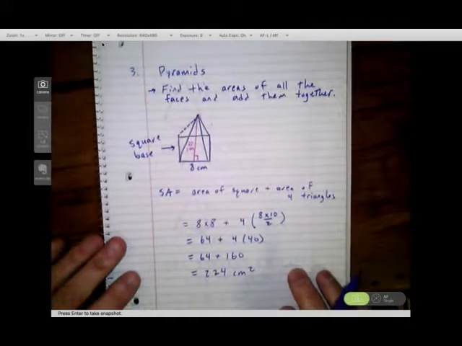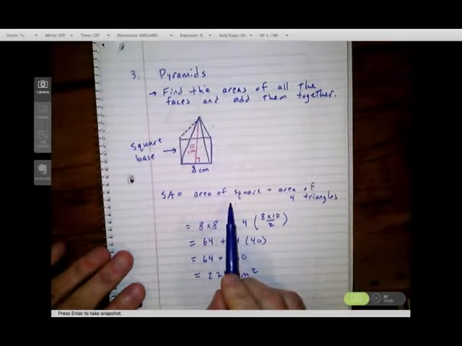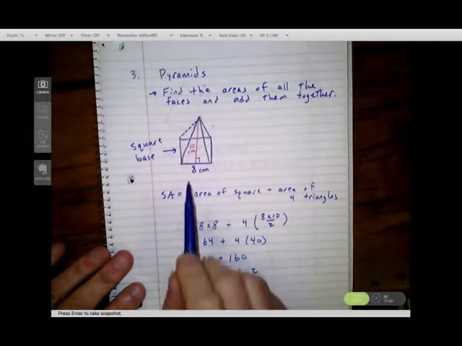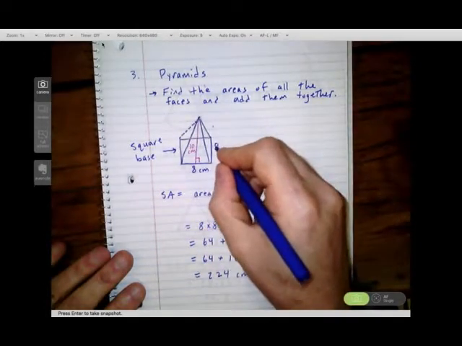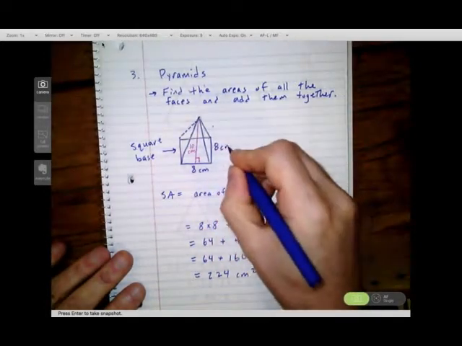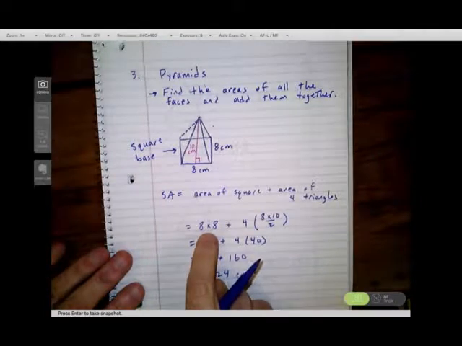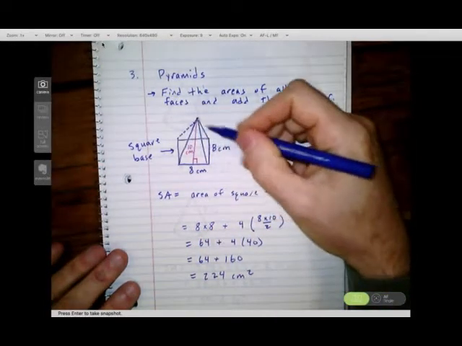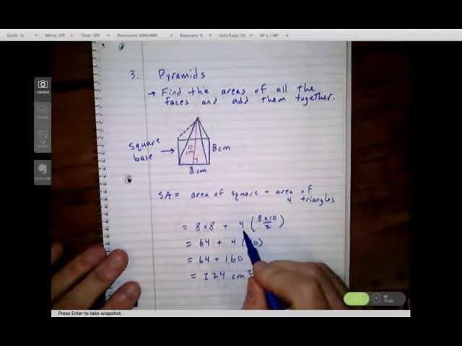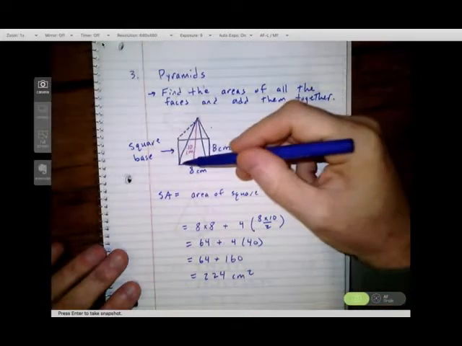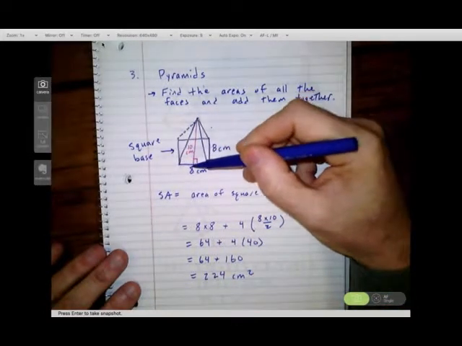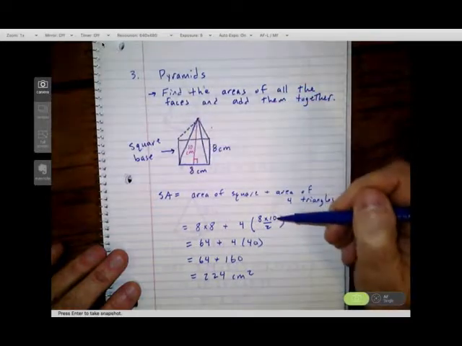Okay, so the base is a square, so the area of the square is just 8. It's 8 on this side too, 8 centimeters, so it's just 8 by 8, or 8 times 8. And now we have 4 triangles, they're all the same size, so that's where this 4 comes from. And the triangle area is the base, 8, times the height of the triangle, which is 10, divided by 2.